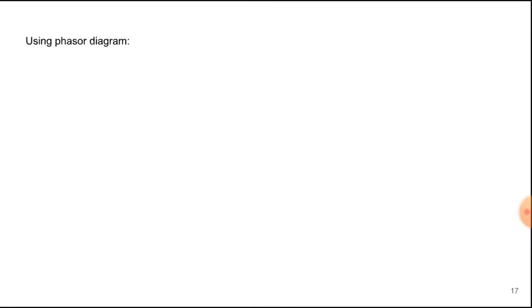So what if the waveform is not given? I don't know the waveform, and I don't know how to draw those waveforms. It's hard to draw. But we can use the phasor diagram. The phasor diagram is much easier to draw compared to the waveform in time domain. So how do we do that?